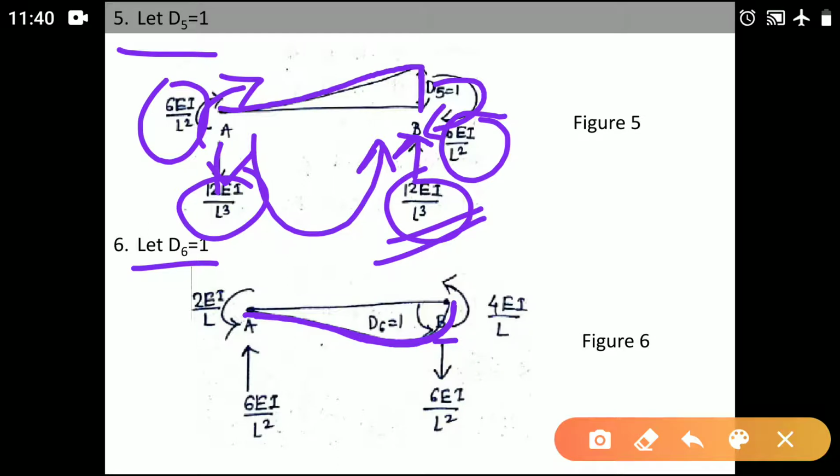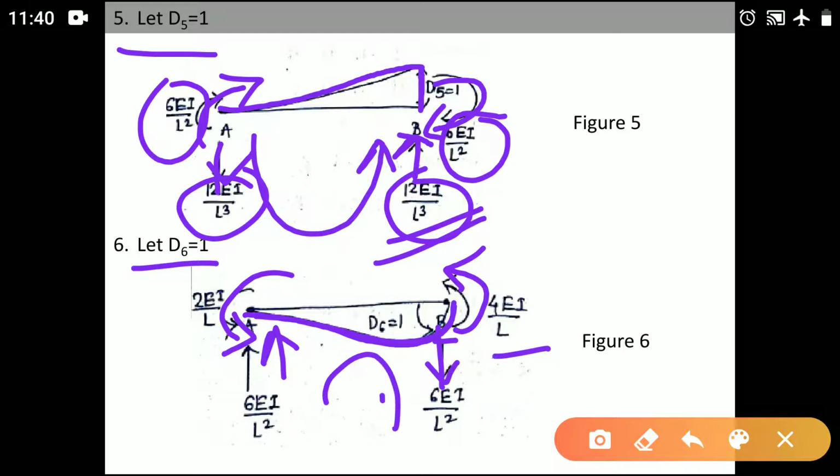Show the moments generated at node B because of this unit rotation. The moment generated at node B is in an anti-clockwise direction, 4 EI upon L, and at node A, 2 EI upon L. The anti-clockwise couple is balanced by this upward and downward reaction, which forms a clockwise couple. And calculate this magnitude. Addition of moments divided by the span: 6 EI upon L square, 6 EI upon L square, that is the reaction at ends A and B.